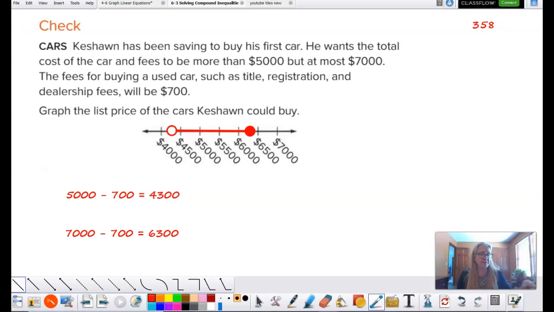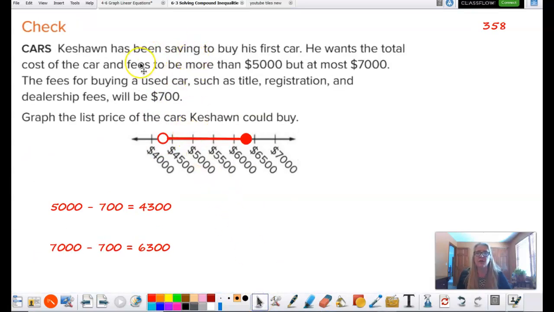Okay, so what I've done here is we know that he's going to have additional fees of $700, okay? He said that he wants the cost of the car to be more than $5,000. So $5,000 is not an acceptable amount. He wants it to be more than, not more than or equal to. Therefore, the first amount, $5,000, if we subtract the $700 in fees, that means the cost of the car must be more than $4,300. So I've approximately placed $4,300, and I have an open circle because he wants it to be more than that.